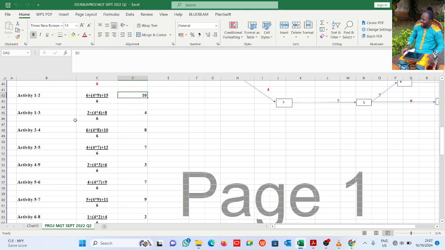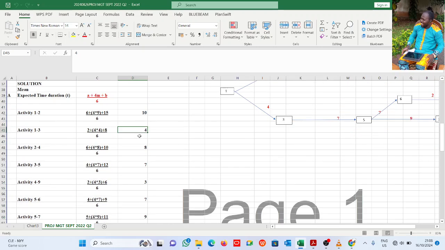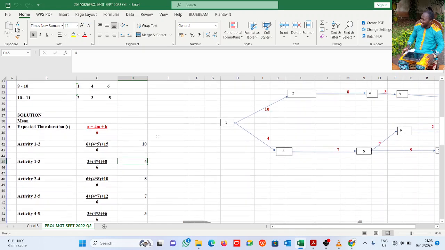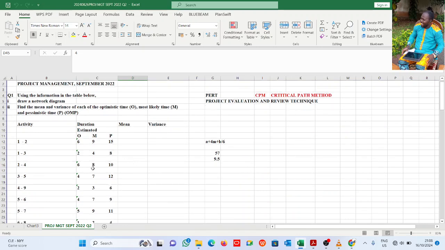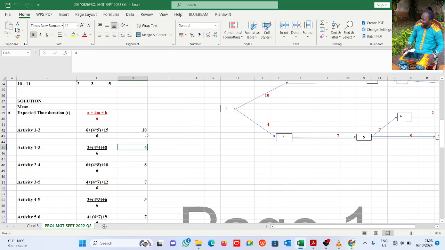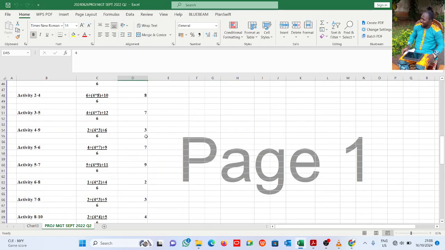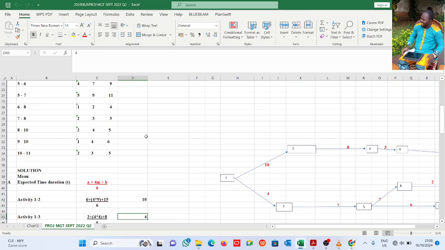That is how we calculate for each activity also. You see activity 1 to 3: 2 plus 4 times 4 plus 8, divided by 6, we have 4. So do the calculation, and if you have any challenge, please drop it in the comment section, because we won't have time to do them one after the other. This is how you do them; you take it to the nearest whole number. Now, having known the mean duration, the expected time duration for each activity, we can now draw the network diagram.